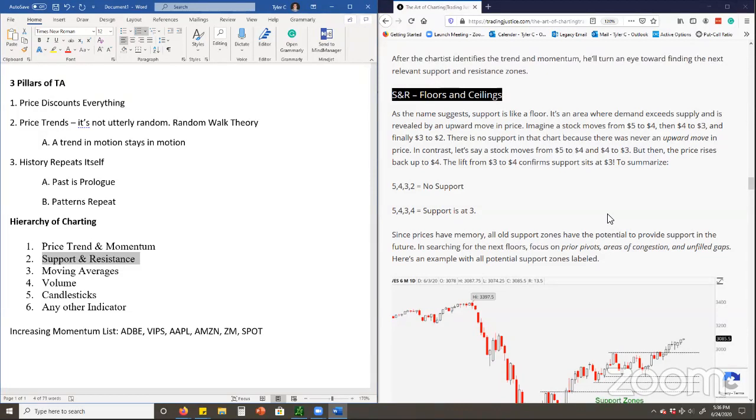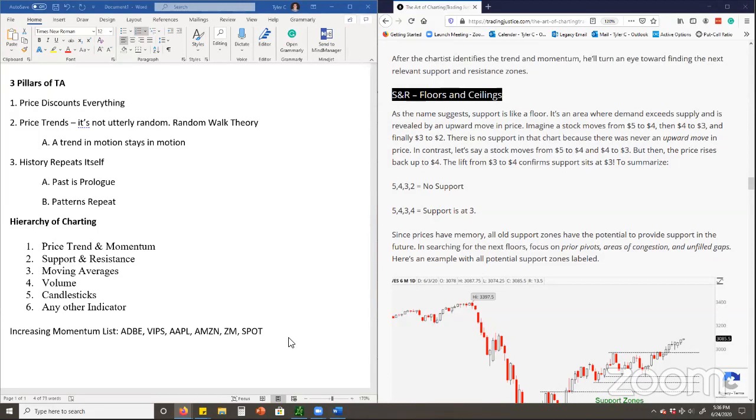The definition of support is an upward move in price. So type down, down, up. Down, down, up. That is support. That's it. Some people say down, down, we're at support. Well, you don't know yet. You don't have that upward move in price. That is the definition. You have to have the up move to signal that buyers are swooping in. Demand is overcoming supply. Support is like a floor.